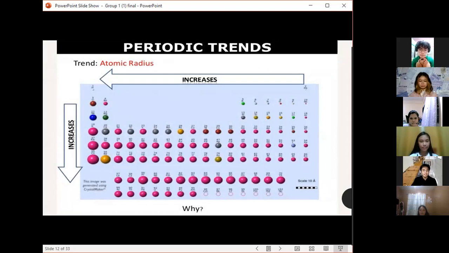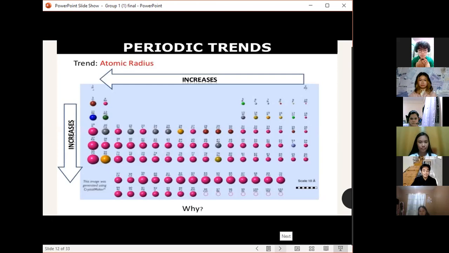So the reason why the atomic radius is increasing from right to left is because of the effective nuclear charge and the electron shielding. For example, lithium has an atomic number of 3, so its protons and electrons are also 3. It has 2 electron shells or orbitals because it belongs to the second period. The nucleus, which has a positive charge, pulls the inner electron shell because they have different charges. The question is why the electron in the outer shell is not attracted to the nucleus. So it's because of the electron shielding.